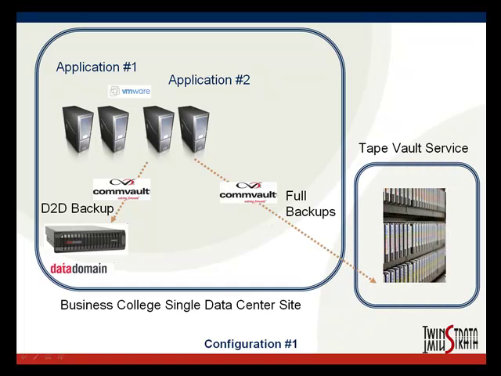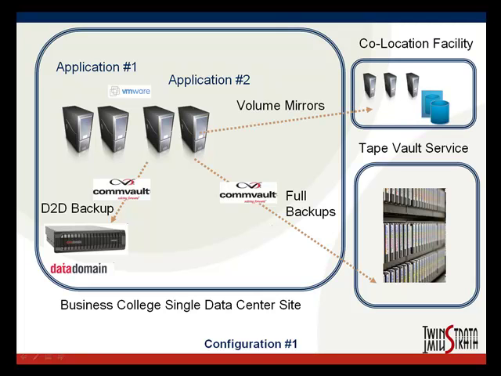Let's refer to this first model as configuration number 1, where we introduce offsite replication to a colocation facility. Two mirrored volumes are planned, one for each application. This colo is also fitted with standby application servers in the event of a failure.